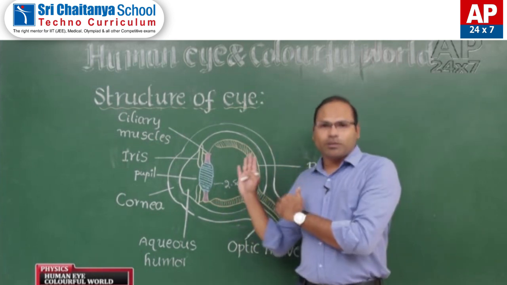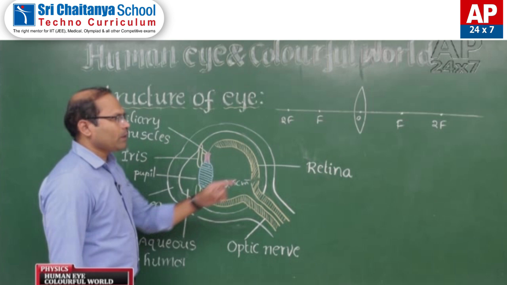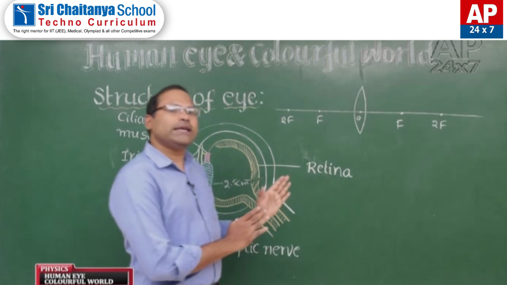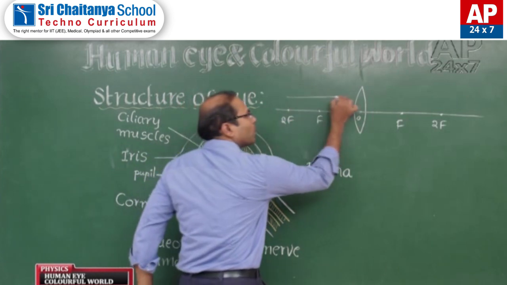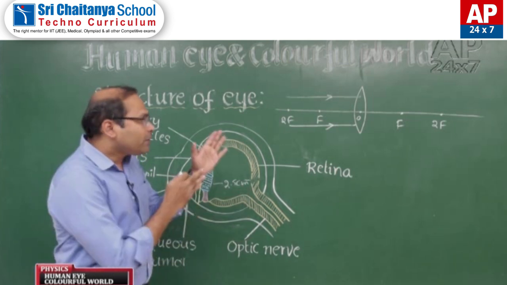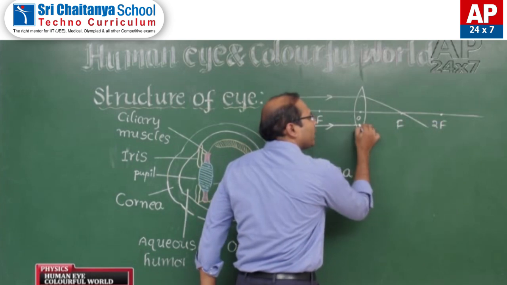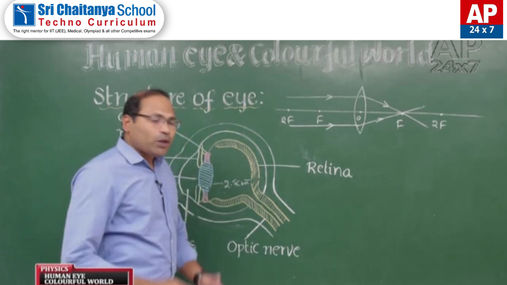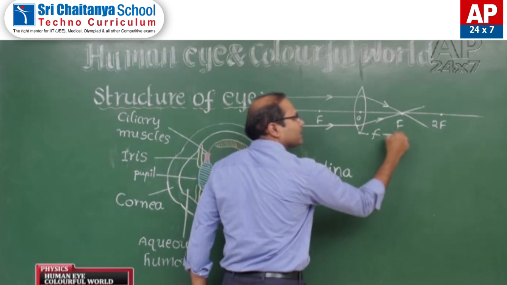Let us go back to our previous knowledge regarding convex lenses. For a convex lens, when you are trying to see an object at a long distance, you know that light rays will go parallel to the principal axis, isn't it? After refraction through the convex lens, the rays will meet at a point, and we call that point the focus. And the distance between the optic center and the focus is the focal length.